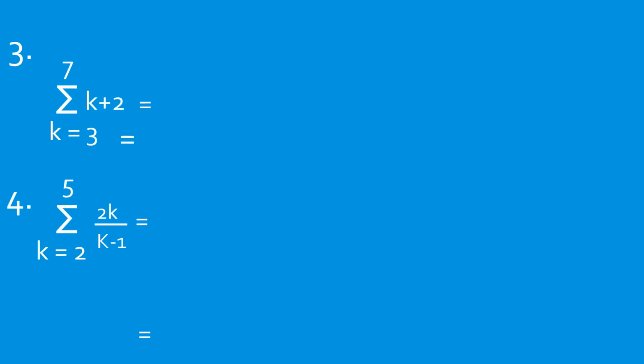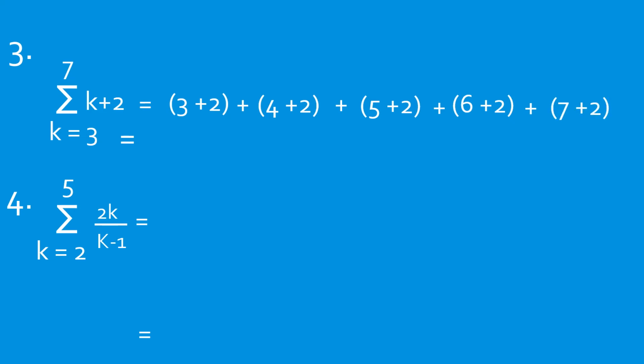So that should be 3 plus 2. That should be the first term. Plus, add the second term, instead of 3, 4. So 4 plus 2. And then next is 5 plus 2, and then 6 plus 2, and then 7 plus 2. Okay, so how many terms all in all from 3 to 7? 1, 2, 3, 4, 5. So 3, 4, 5, 6, 7.